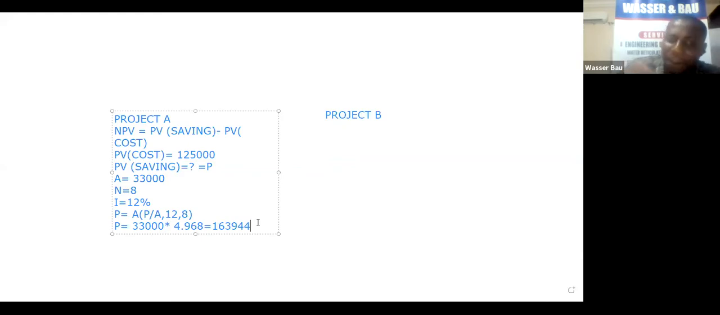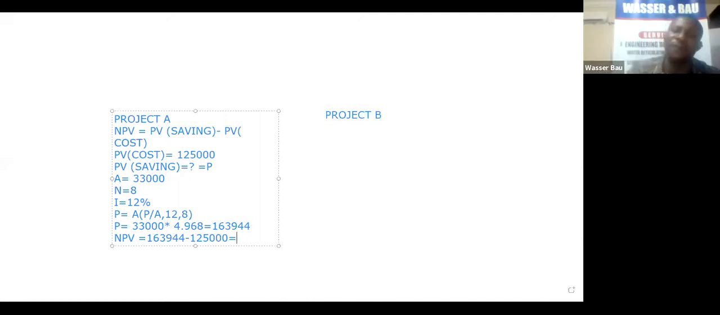So now the NPV of this investment is 163,944 minus 125,000. So it has a positive NPV. Remember what I said? At the point where the NPV is equal to 0 is what we call the IRR, internal rate of return. That is what the bank uses to set their interest rates. And that is what every company uses.